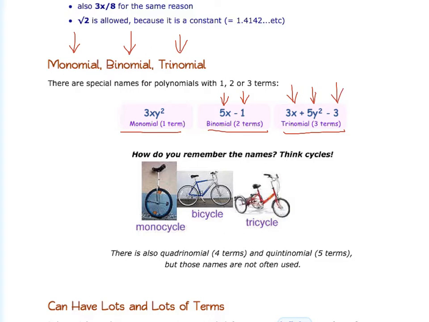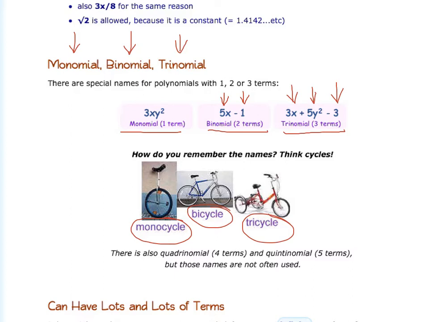An easy way to remember those is to think about bicycles. Mono is a single-wheeled cycle, bi is a two-wheeled cycle, and a tri is a three-wheeled cycle. So that's an easy way to remember those prefixes to help you remember how many terms there are in each type of polynomial.